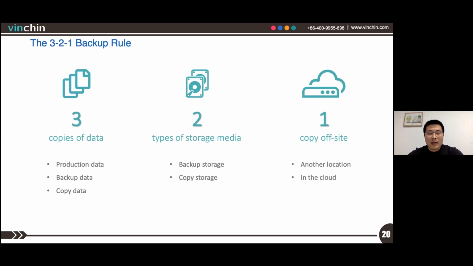As long as you have created a backup job and a copy job, it will make sure you have 3 copies of your data. And also the data will be saved in 2 types of storage media, as Vinchin will not allow saving backup data and copy data in the same storage. It is also why the 3-2-1 backup rule has the 2 types of storage media principle.